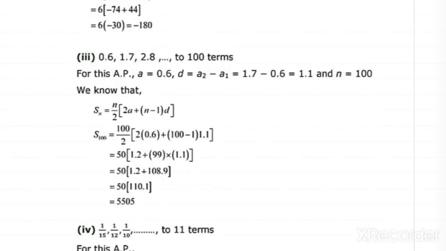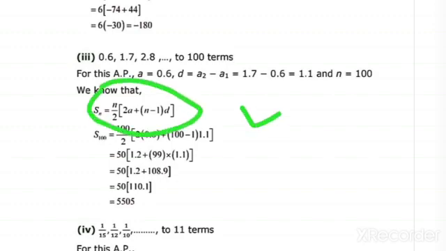After that, let's take another example. 0.6 is our first term, 1.7 is another term, 2.8 is another term, and we have to find the summation of the 100 terms. So let's put the terms which are given. a is equal to 0.6, d is equal to a2 minus a1, a2 is 1.7 minus a1 is 0.6. So our answer for d is 1.1, and n is 100, which is given in the question.